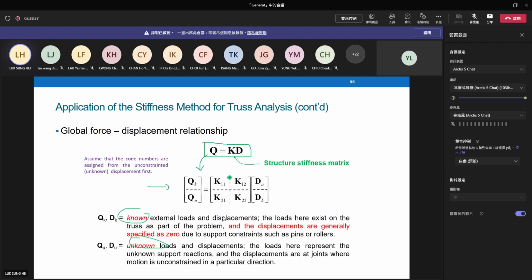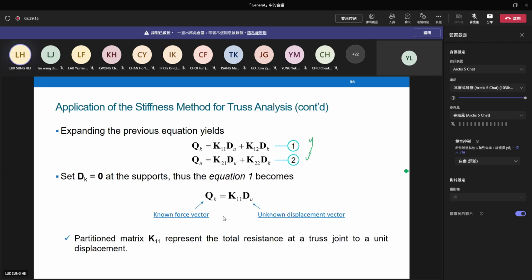How to do the conversions? Just matrix multiplications. The first row equals this row times this column. QK equals K11 times DU plus K12 times DK. Just like matrix multiplication, first row times the column gives you the first equation. And then you can do the same thing for the second row to find out the expression for QU. This time we have 2 equations, obtained from matrix multiplications. I simply call these equation 1 and equation 2.